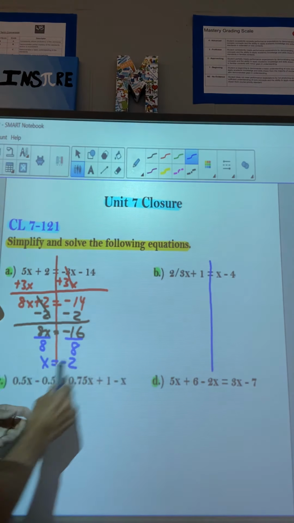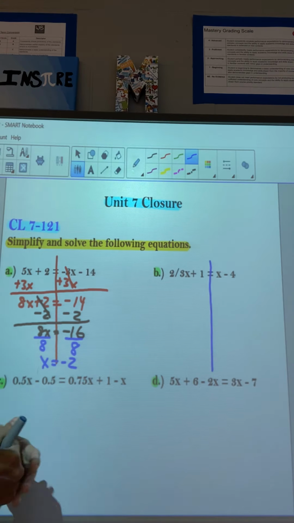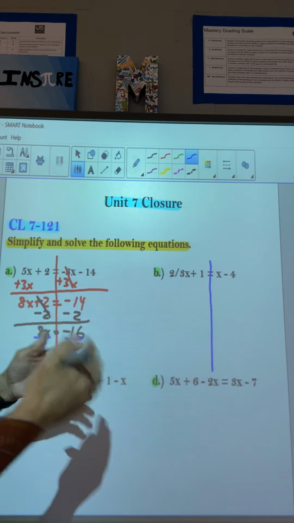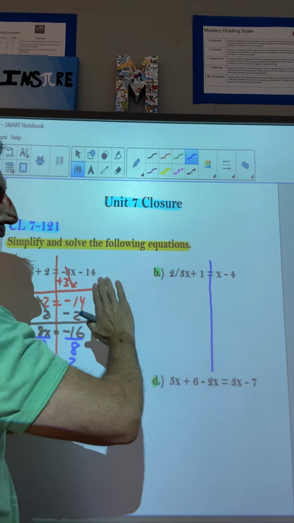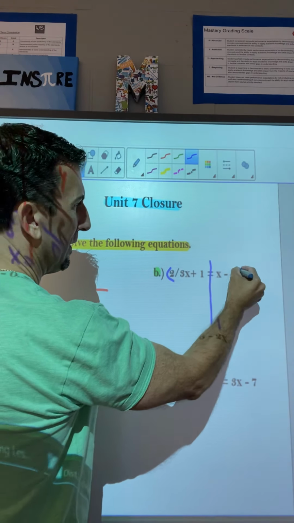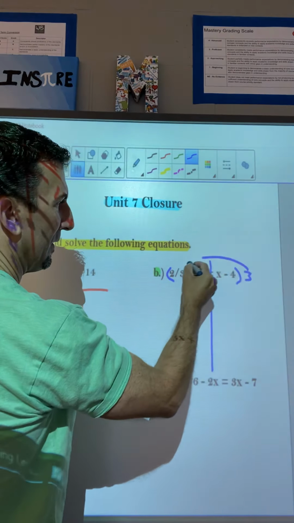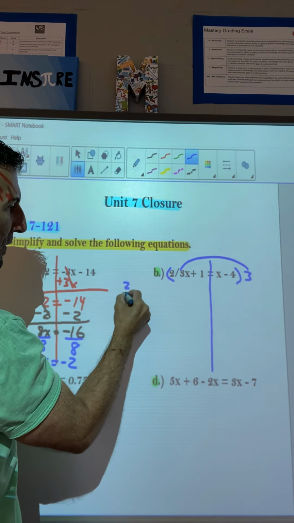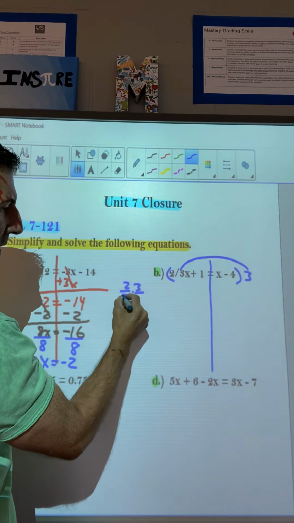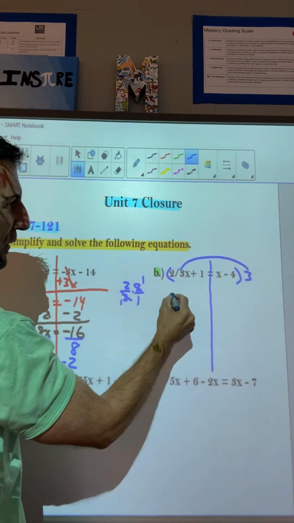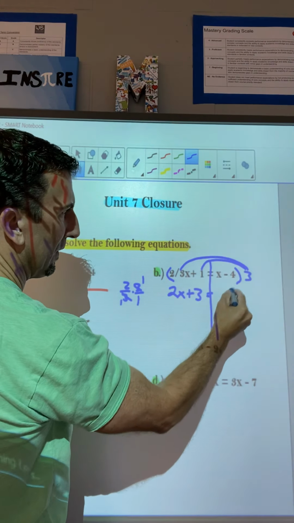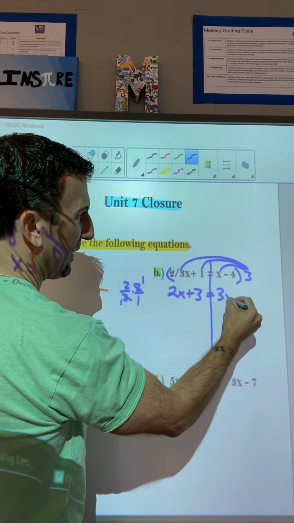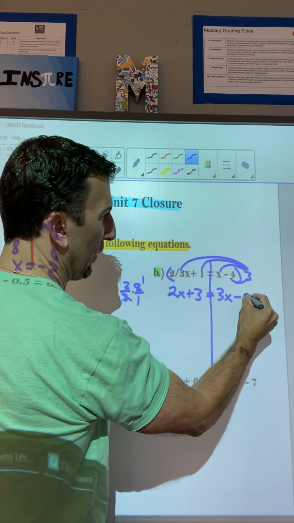Okay? We have a fraction in here. We don't like fractions. So what we want to try to do is get rid of that fraction if we can. Okay, some of you will do it with a fraction, some won't. Well, I noticed that the denominator is 3. So I'm going to multiply everything times 3. So 2/3 times 3 is equal to 2. So I now have a 2x. 3 times 1 is 3. 3 times x is 3x. And 3 times minus 4 is minus 12.